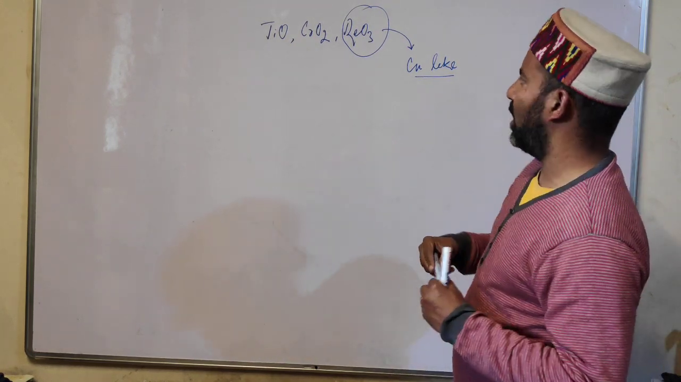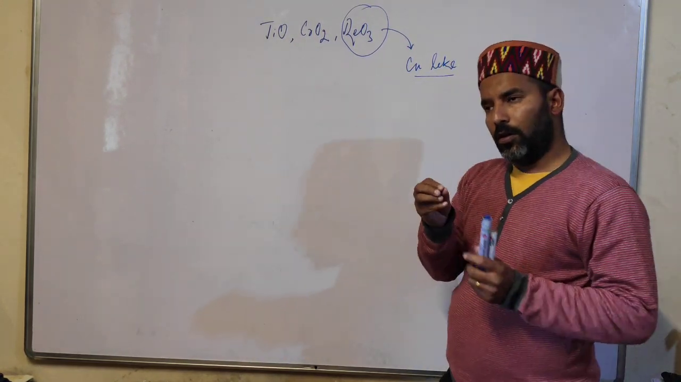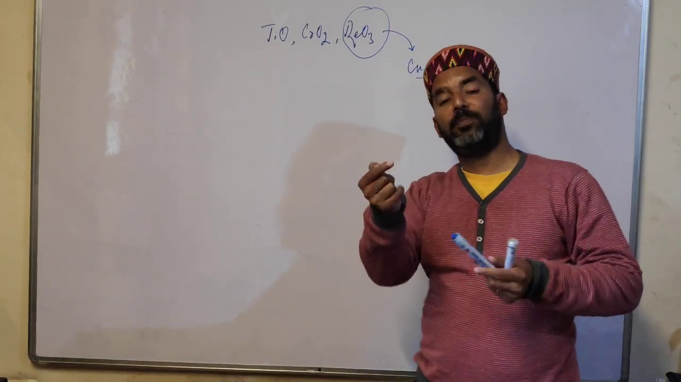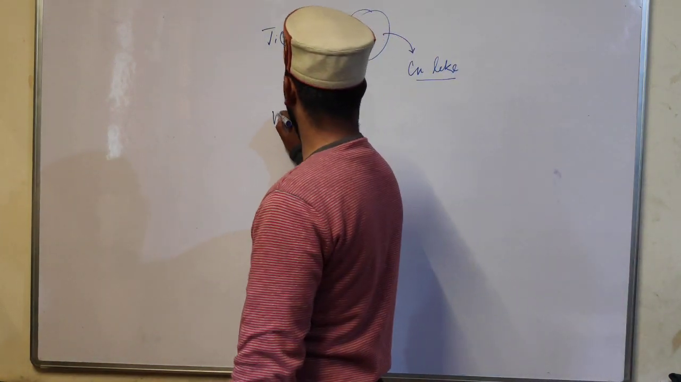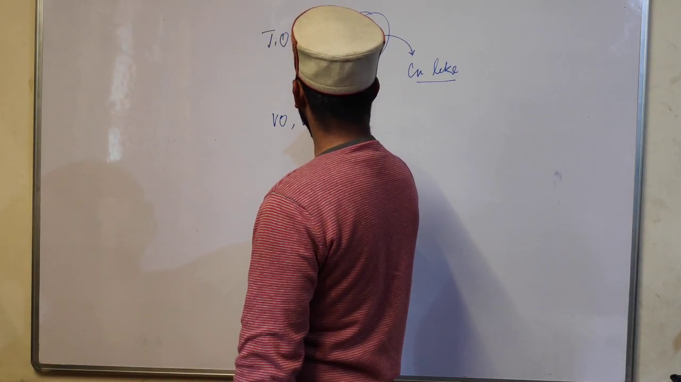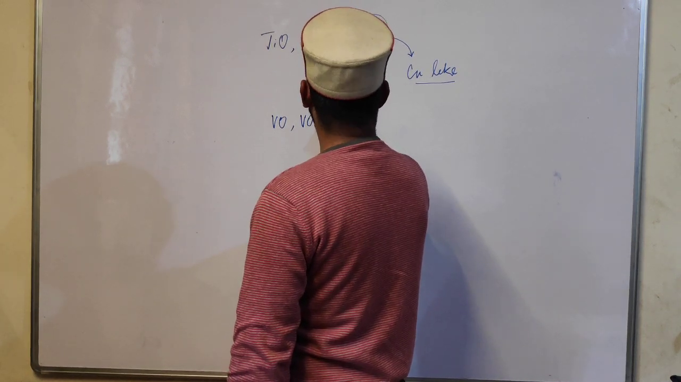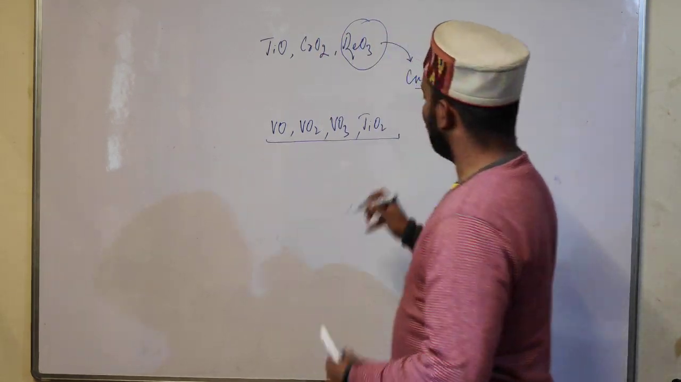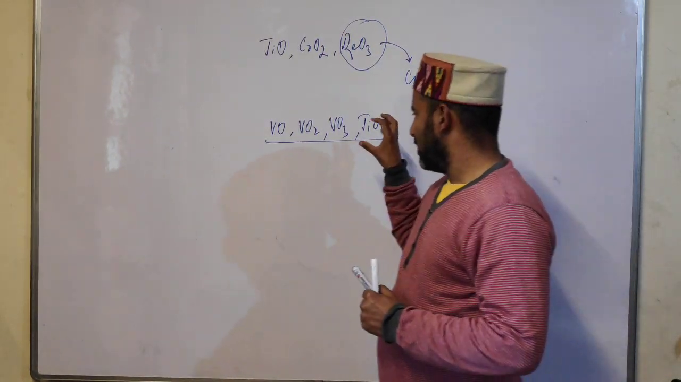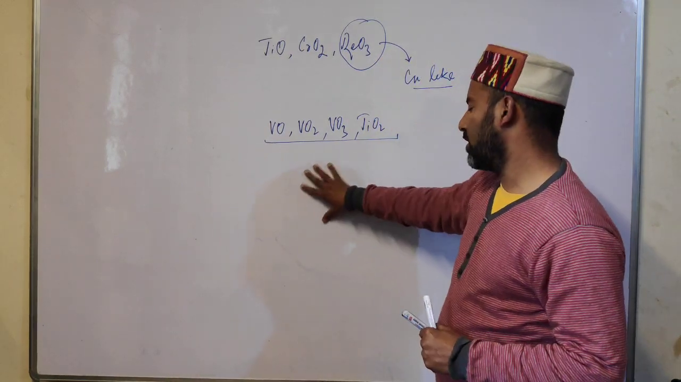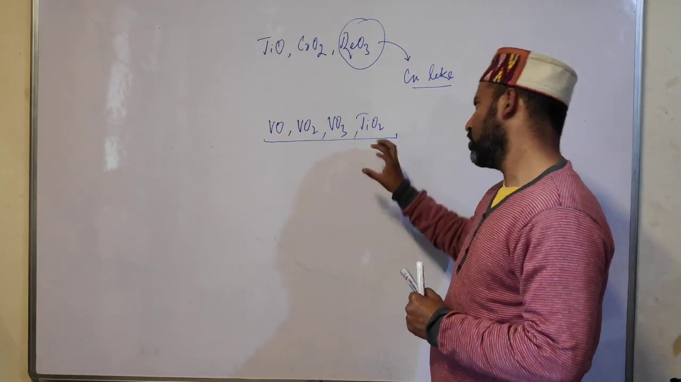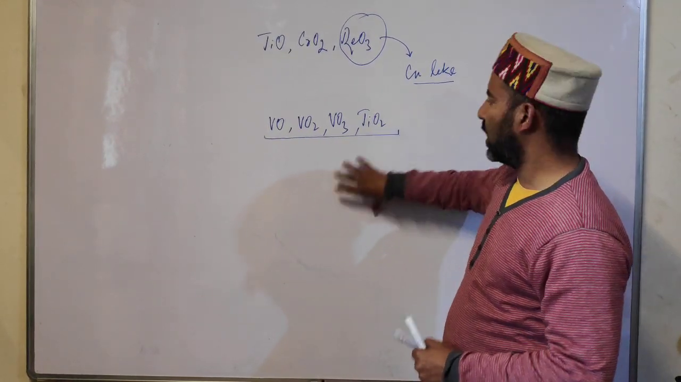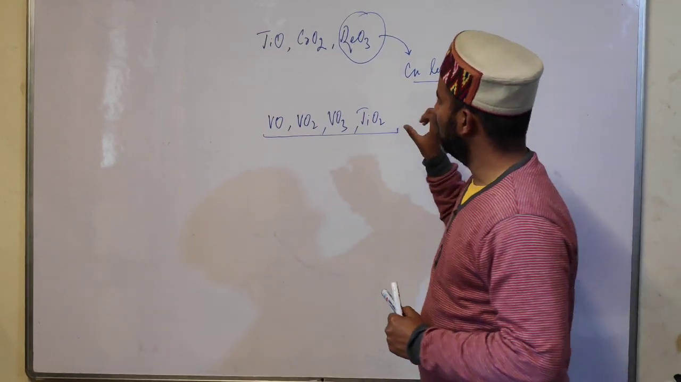But students, there are some other oxides also which have electrical properties similar to metals or insulators depending upon temperature. We have, say, vanadium monoxide, vanadium dioxide, then vanadium trioxide, then titanium dioxide, etc. Now students, the properties of these oxides depend on temperature, meaning these may act as what? Metallic conductors or as insulators depending upon temperature. Meaning at high temperature these behave like metallic conductors but at low temperature these behave as insulators.